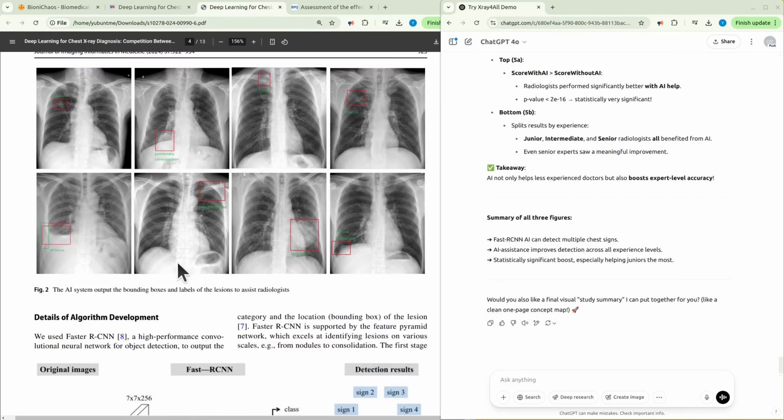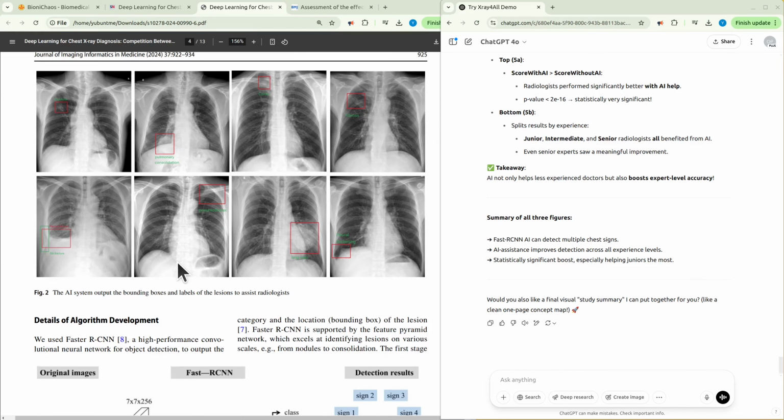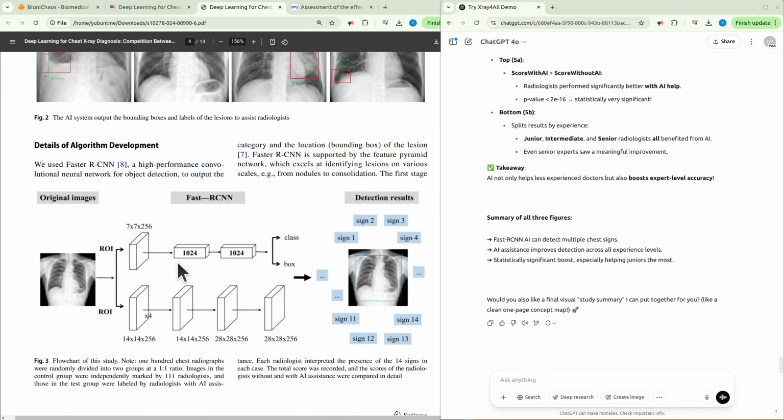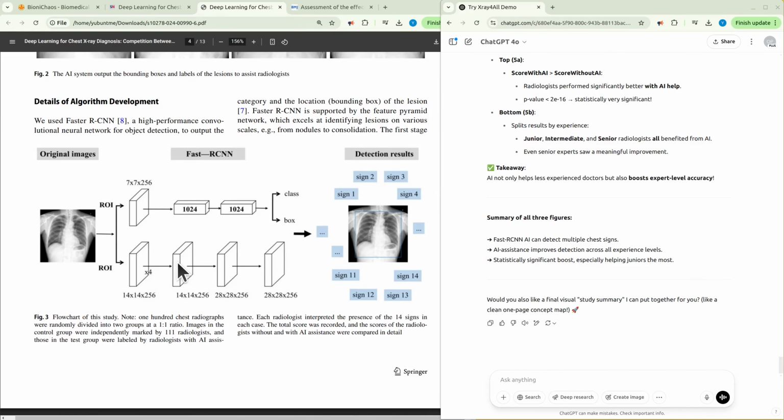Okay, can we go over the next one, Figure 3, quickly, and point out any inconsistencies? Sure, let's break down Figure 3 and see if there are any inconsistencies. Main idea: 100 chest radiographies were randomly divided into two groups, one control group and one with AI assistance.